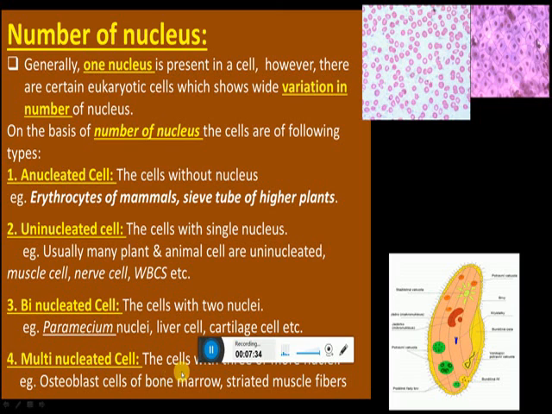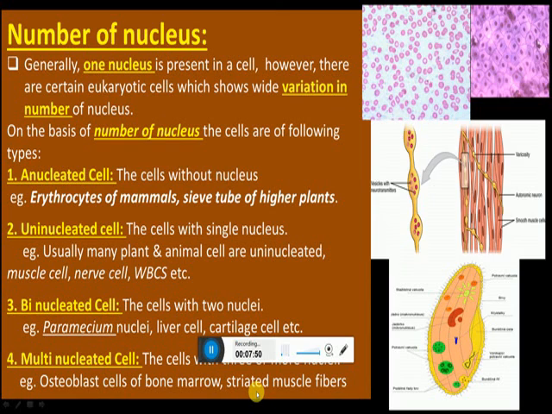Multinucleated cells are the cells with three or more nuclei. More than two nuclei, they are called multinucleated cells. An example is the osteoblast cell of the bone marrow, which forms the bone cells. Then striated muscle fibers. You can see the single muscle fiber having many nuclei. A single cell having many nuclei is called a multinucleated cell. So osteoblast cell and striated muscle fiber only, not smooth. Smooth muscle has a single nucleus. These are multinucleated cells.